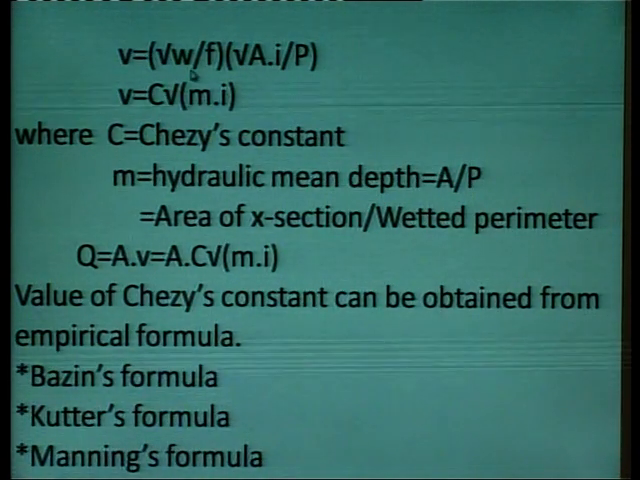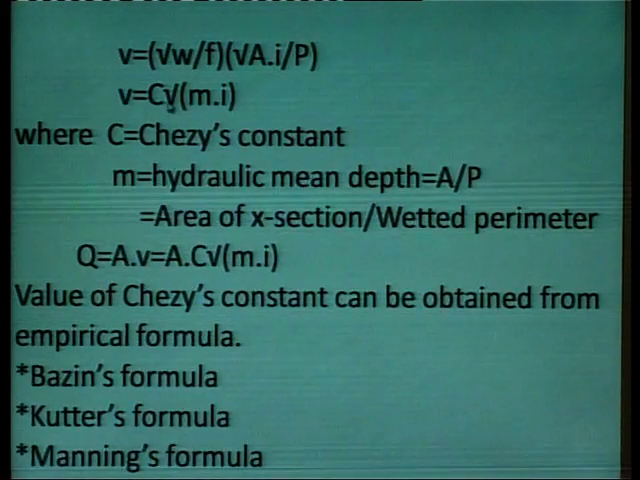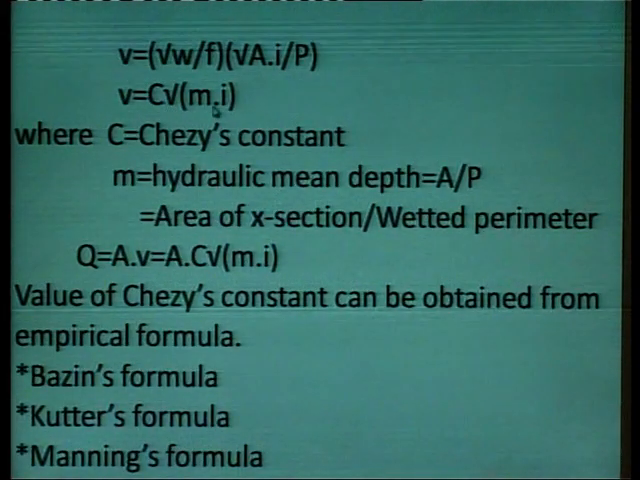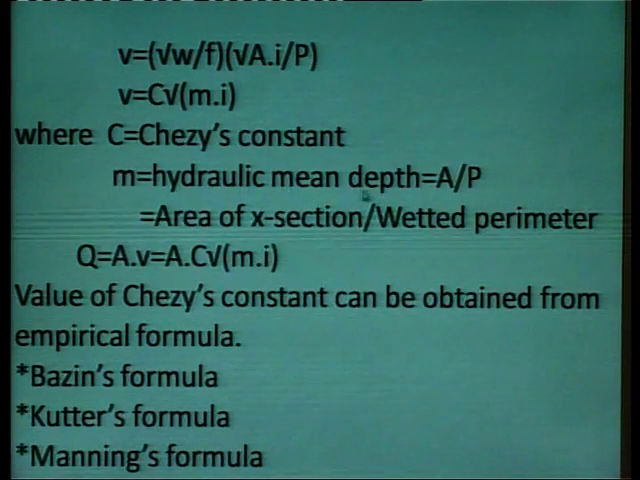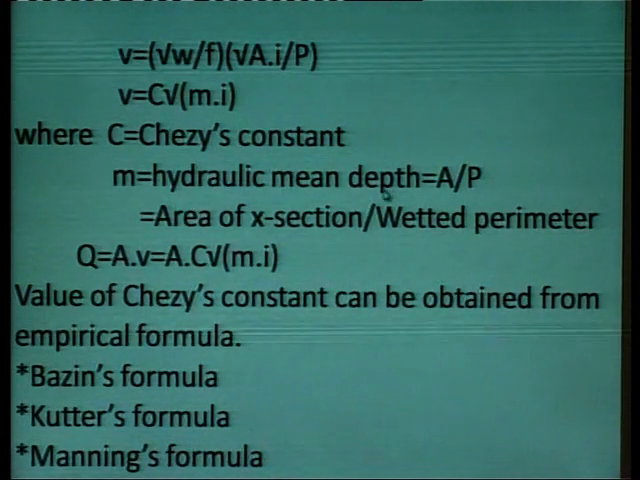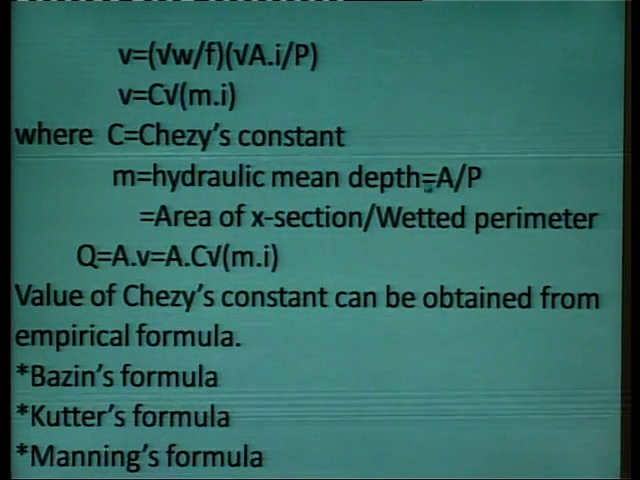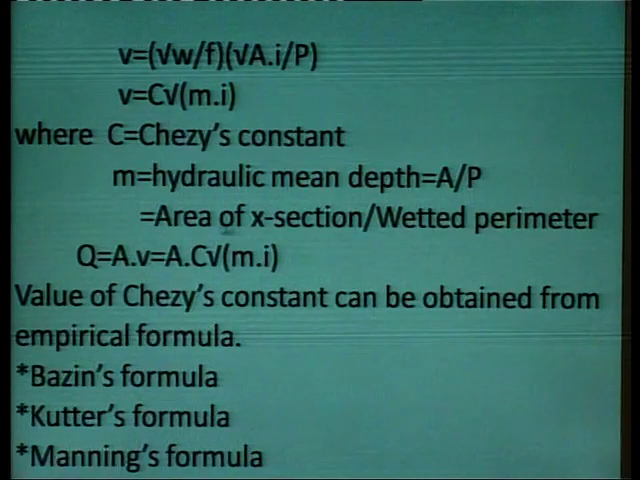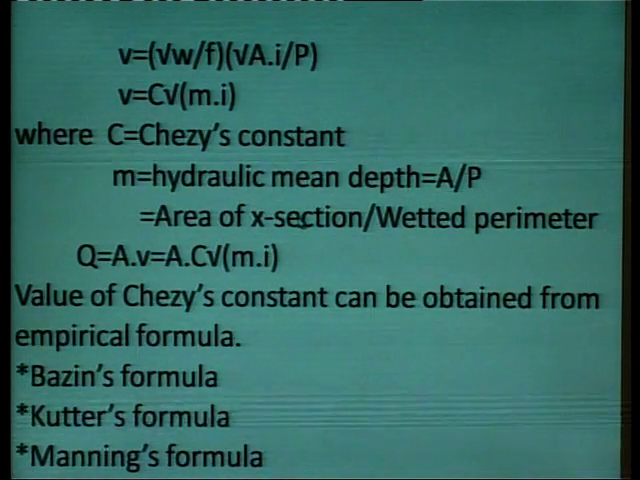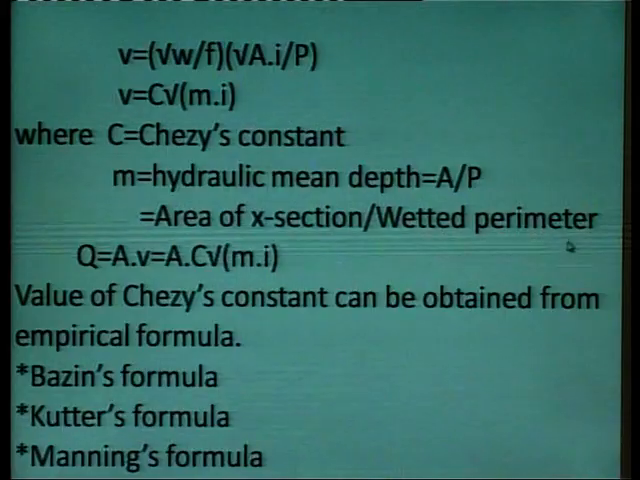So here we substitute and find that V is equal to C under the root of mi, where C is known as the Chezy constant and m is known as the hydraulic mean depth, which we have already discussed. Hydraulic mean depth is equal to A divided by P, where A is the cross-sectional area of the flow and P is the wetted perimeter.